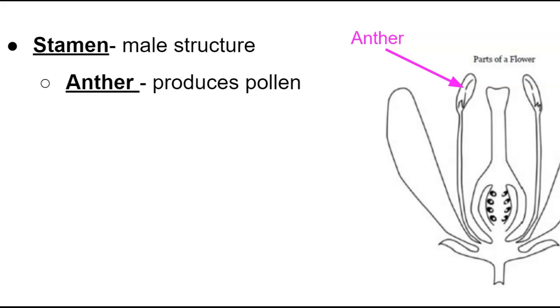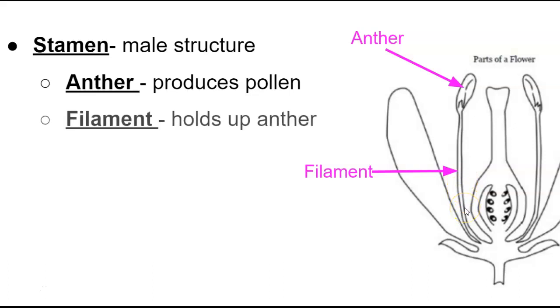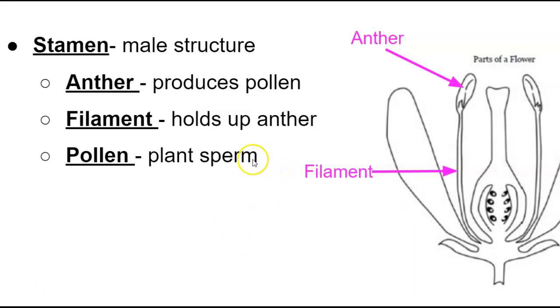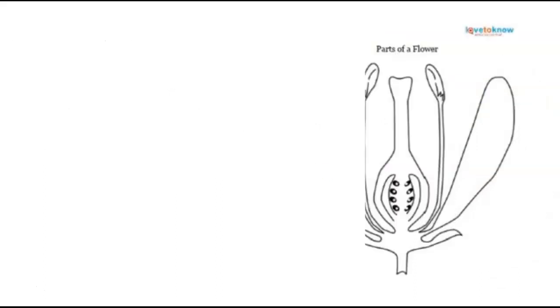So anther makes pollen. We have the filament. Filament just is the long stalk that holds the anther up. The only other time you might have heard the word filament, a light bulb has a filament. It's the little wire that's inside a light bulb. So you can think of this as being kind of like a long skinny wire in a light bulb. And then pollen. Pollen's our plant sperm. We don't have it on here because it's just little tiny dots in the anther. These are the male structures.